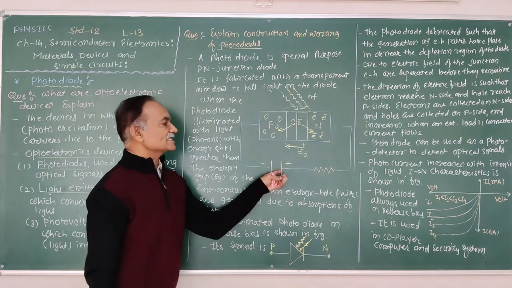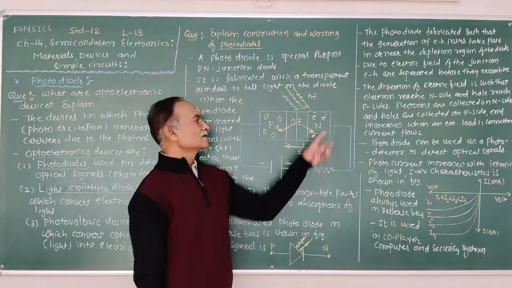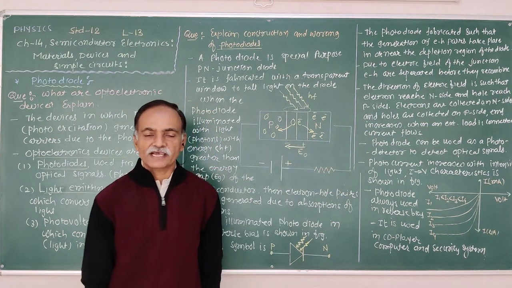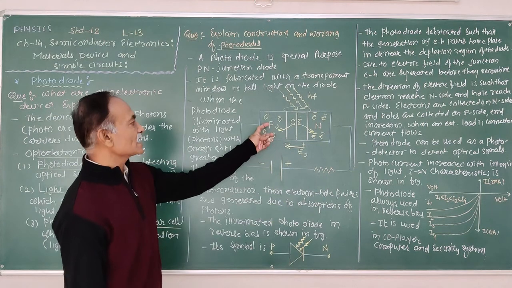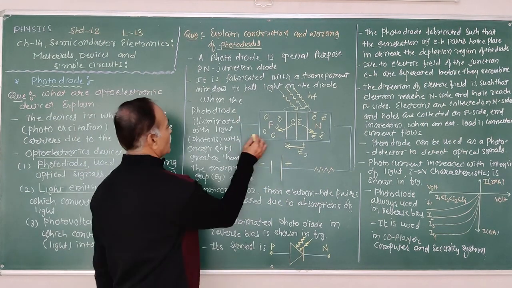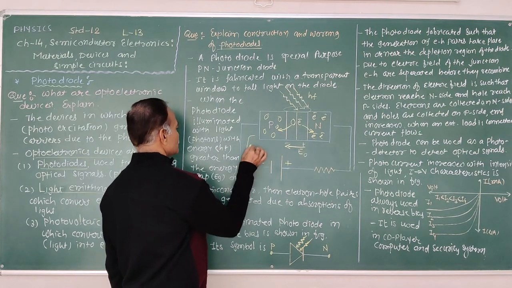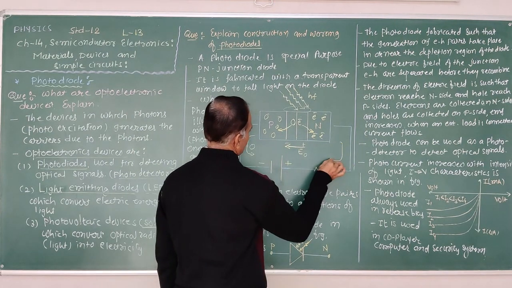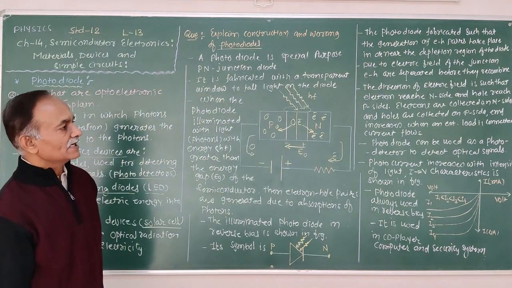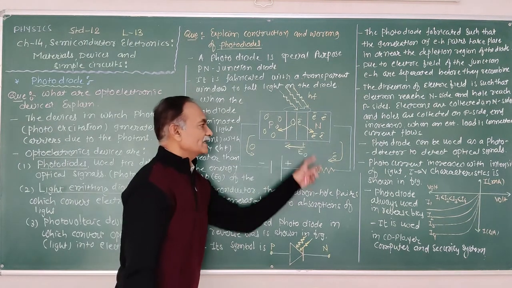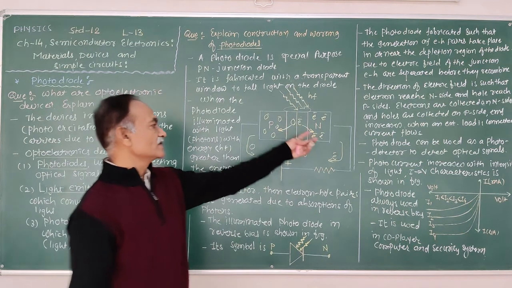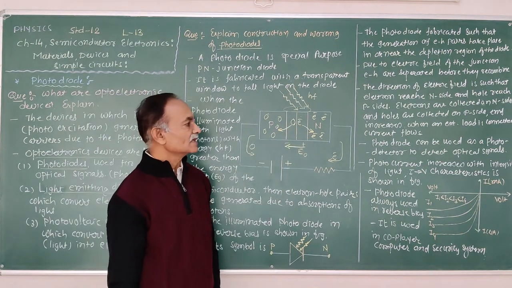Here the reverse bias with the external battery is connected. So the electrons are attracted by the positive terminal of the external battery and the holes are attracted by the negative terminal of the battery. Therefore, the holes travel in this direction and the electrons travel in this direction. As a result, when the load is connected across the p and n sides of the semiconductor, current flows in this direction.